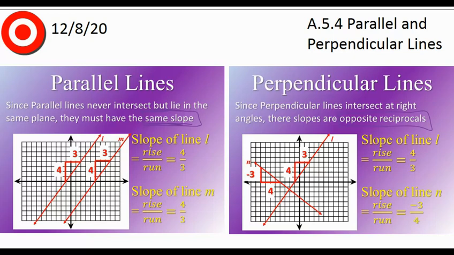And what opposite reciprocals means is, for example, the slope of line L you can see is 4/3. So line N is going to be that fraction flipped and the sign changed. So if line L is 4/3, its perpendicular slope would be -3/4. You flipped the fraction and changed the sign. So parallel lines have the same slope. Perpendicular lines have slopes that are opposite reciprocals. All right.